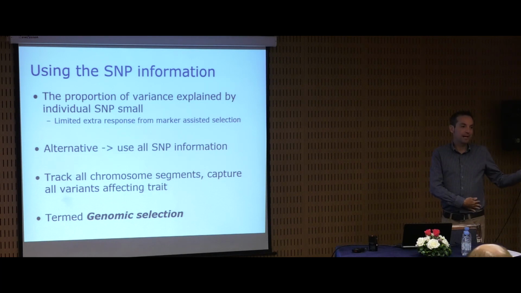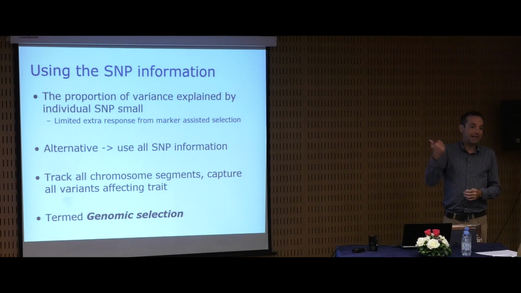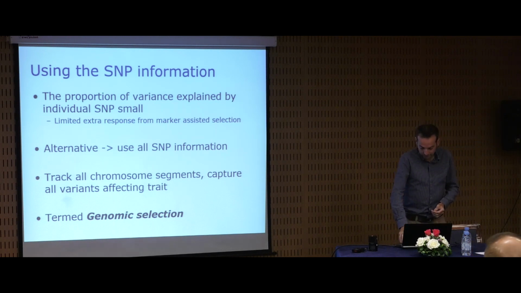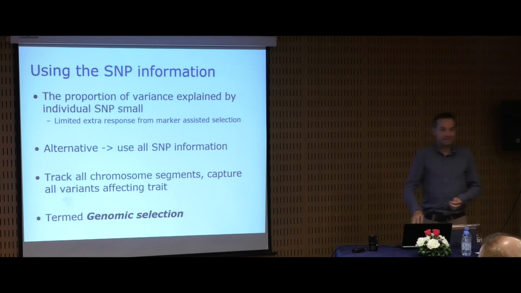The difference from marker-assisted selection is you're not just tracking one part of the genome, you're tracking the whole genome simultaneously, trying to capture the effects of all those loci. So that is what genomic selection does. Okay, let's dive into genomic selection in a bit more detail.